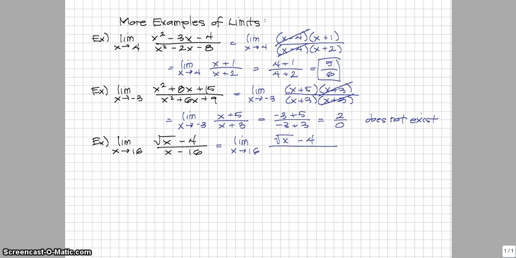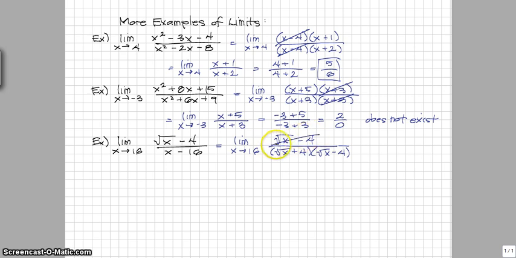So I'm going to say that x is really the square root of x squared. And then I'm going to use the difference of squares factoring technique to write this as the square root of x plus 4 times the square root of x minus 4. And not everybody likes this method, but it does work fairly simply and quickly.